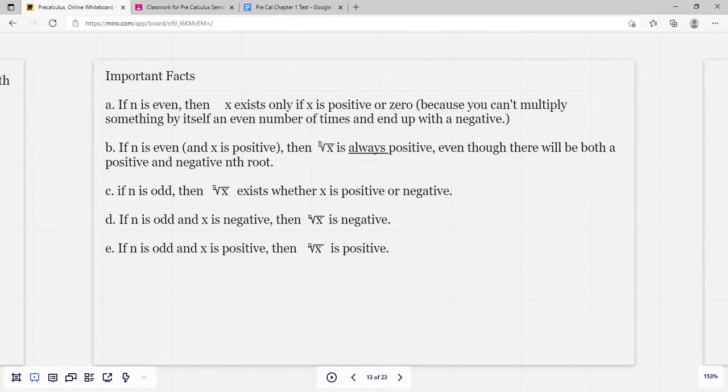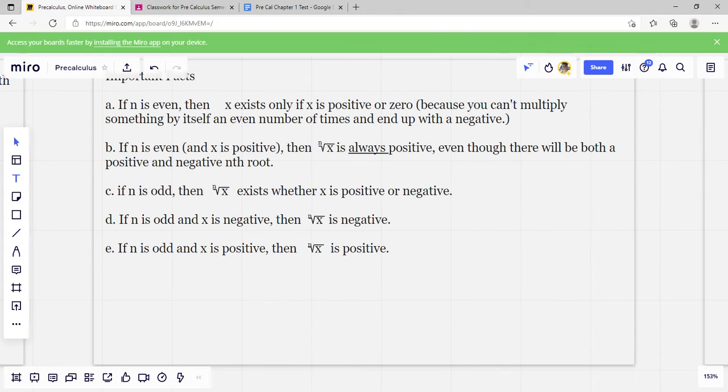All right, some important facts. If n is even, then the nth root of x exists only if x is positive or 0, because you can't multiply something by itself an even number of times and end up with a negative. So that's just like the negative 1. So if n is even, that means our nth root is an even number, x only exists if it's positive, right?